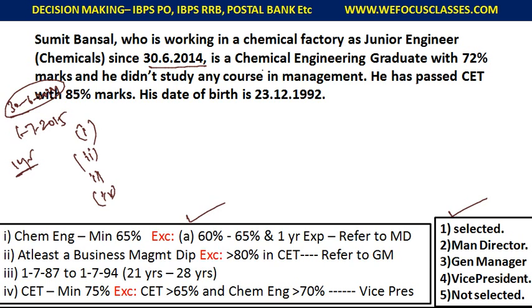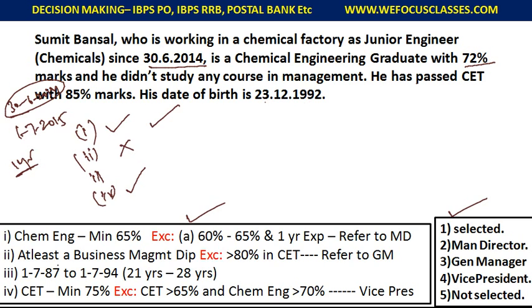That's good. And he is a chemical engineering graduate with 72% of the marks. So first condition, chemical engineer, 72%. Minimum 65% is required. He is more than that. He did not study any course in management. Second condition, flop. He has passed in set with 85% marks. Set we need only 75% of the marks. He has 85% of the marks.